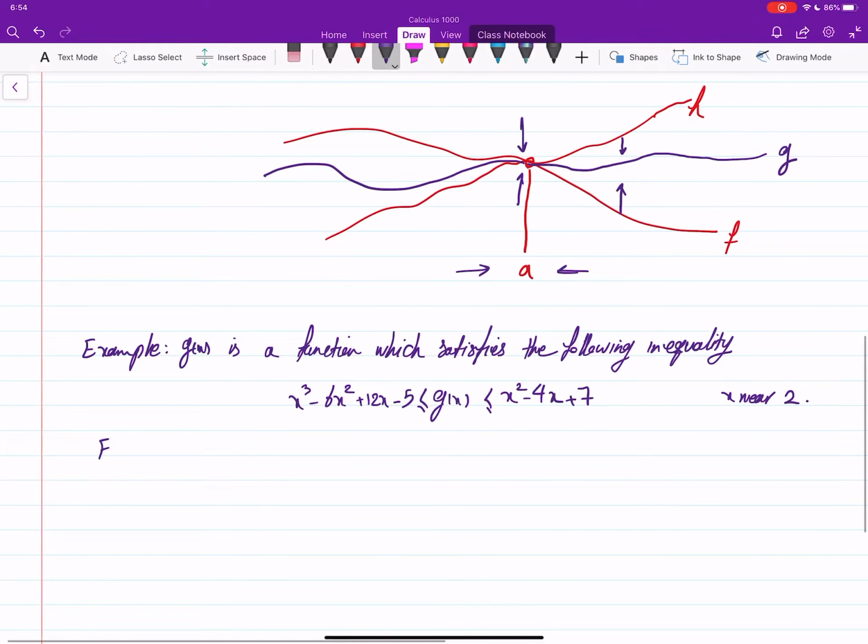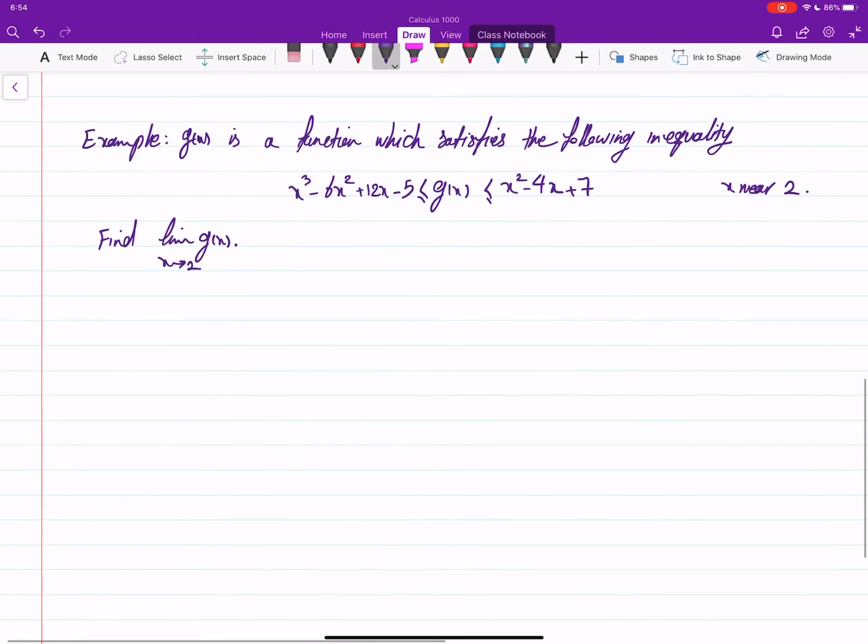Then find the limit of g of x as x approaches 2. We don't know anything else about g, but that it satisfies this equation. The function which is greater than g is a polynomial, and the one that is less than g is also a polynomial. Finding their limits as x approaches 2 is nothing but a direct substitution.